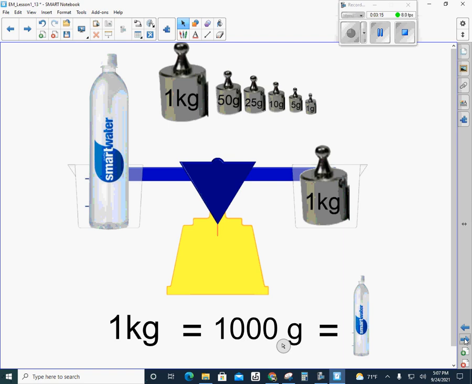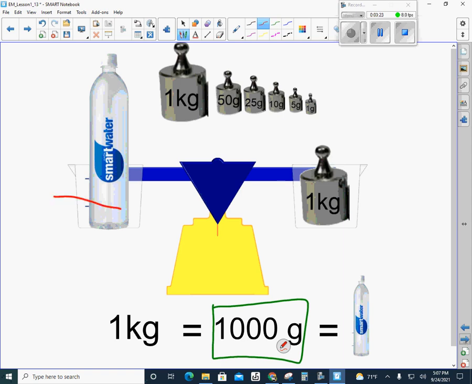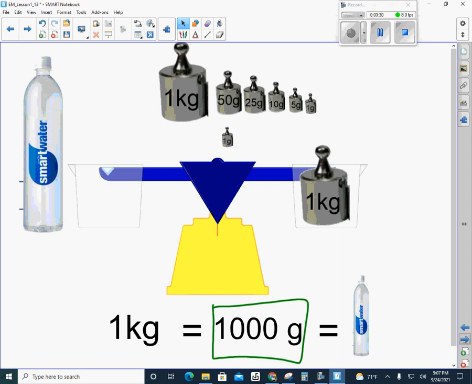I also need you to understand that 1 kilogram is the same as 1,000 grams. Let me put my marker back in here so I'm not marking up my board. It would take 1,000 of these little gram weights to equal 1 kilogram, and that 1 kilogram is about a 1 liter bottle of water. I'll have a 1 liter bottle of water in class so that you can feel that and compare it to a kilogram.